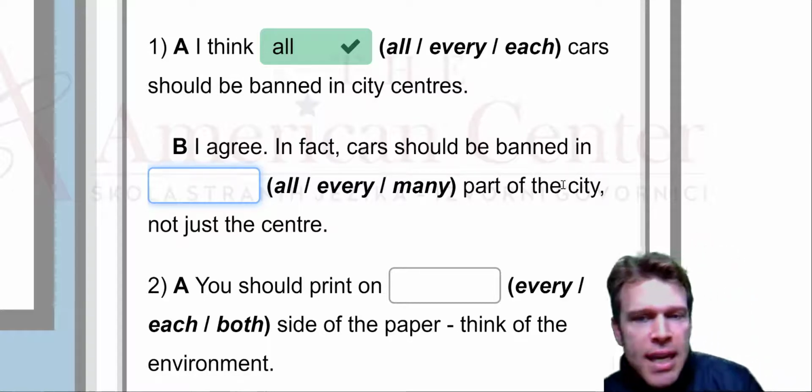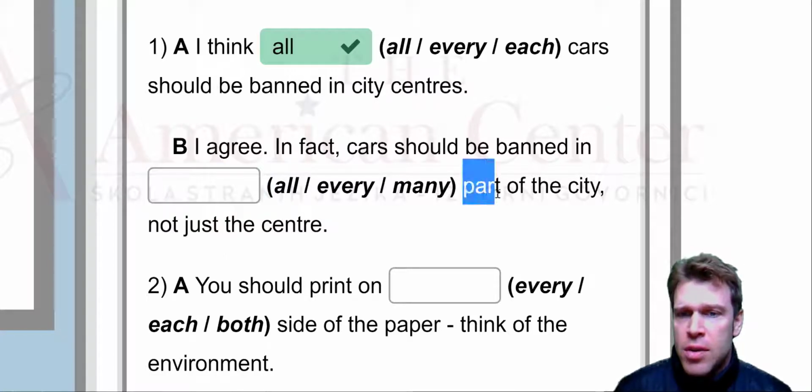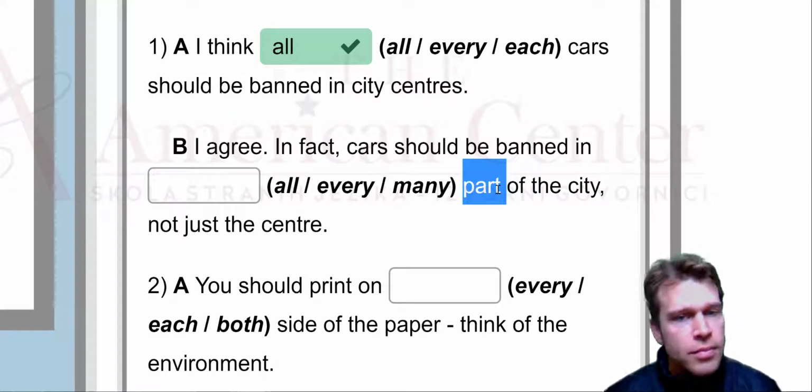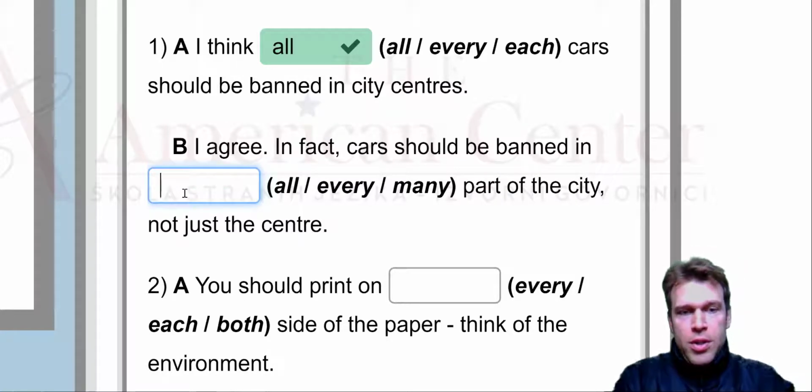What is the noun here? Is it city or is it part? Well, the noun is actually part. City is the object of the preposition. So the main noun is part. Part is singular. So every part would be the correct answer.